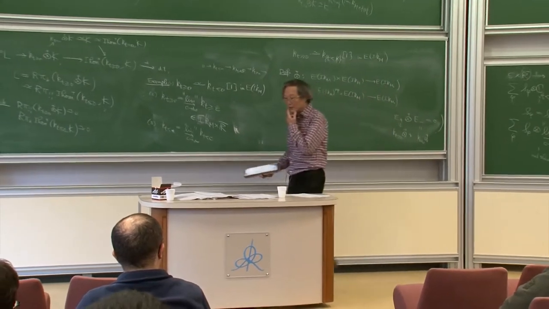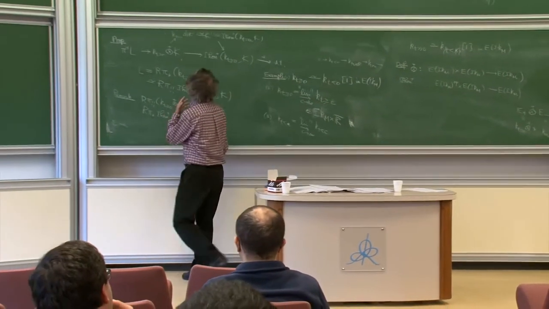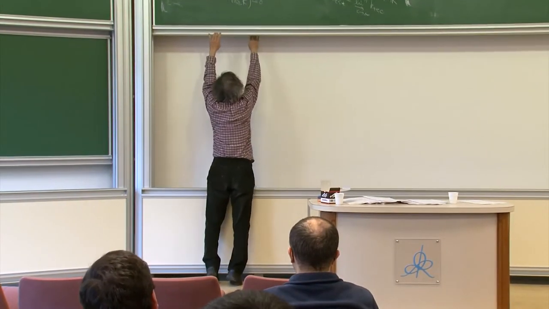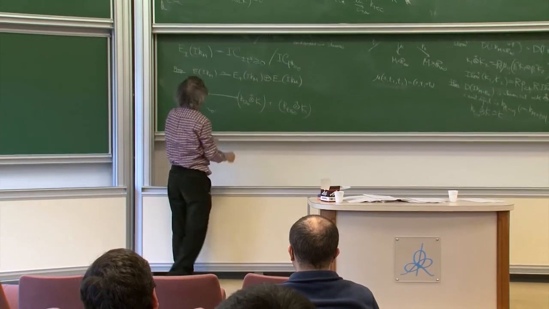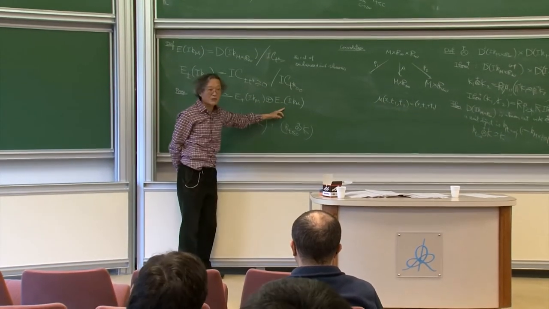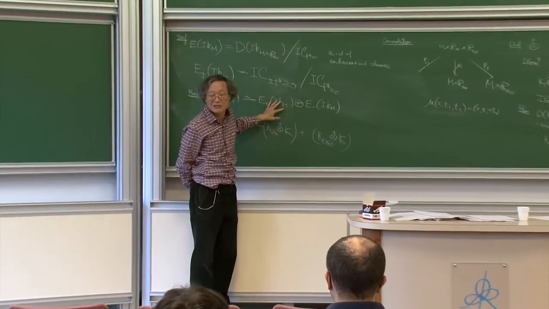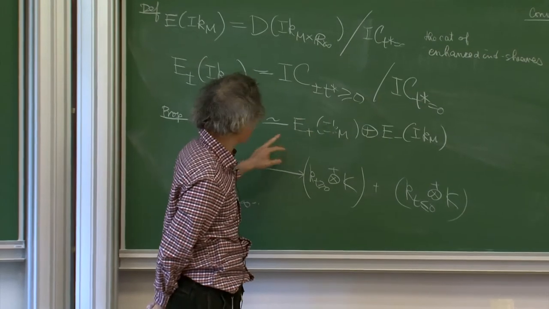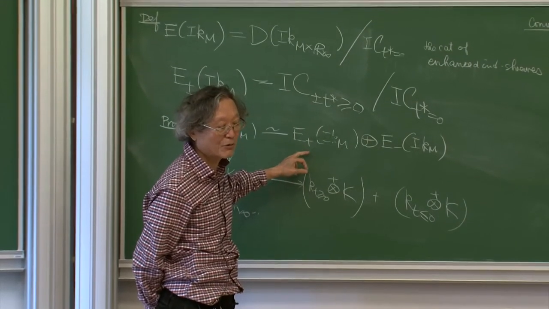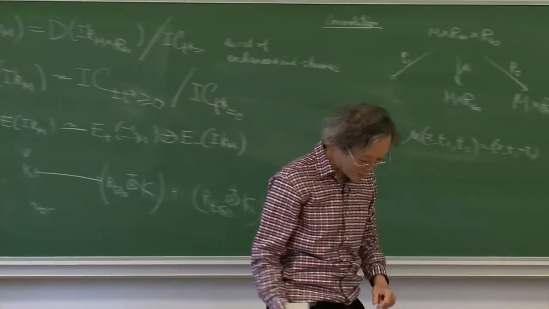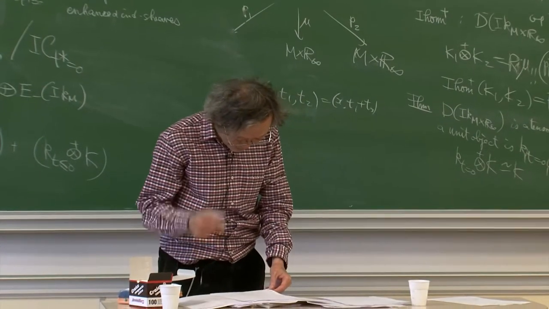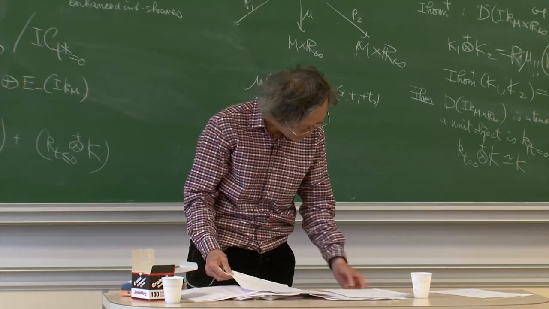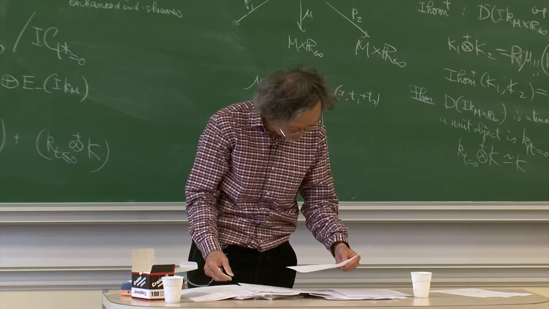So in fact, E is a direct sum of two categories, but we only use this category. So from the beginning, it's enough to consider this one. Yeah, so that is a problem of formalism, and it is not essential.